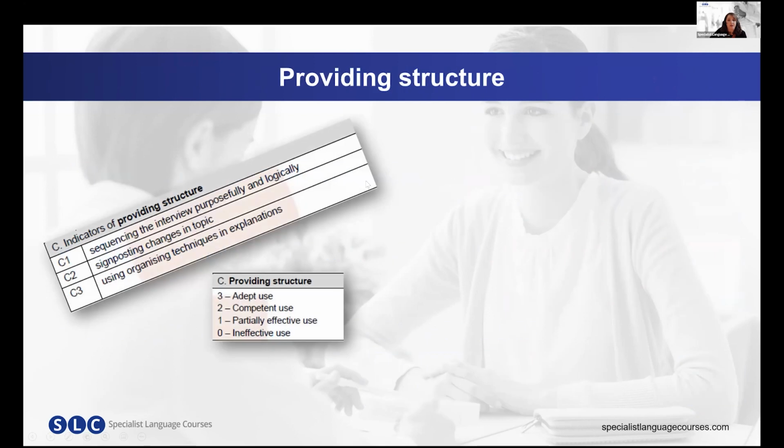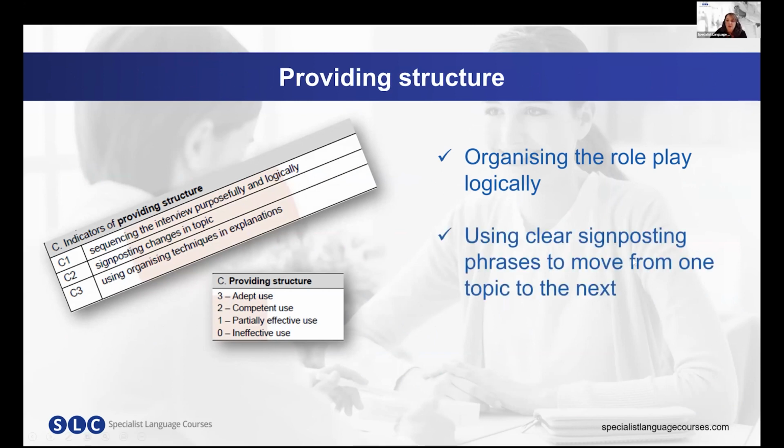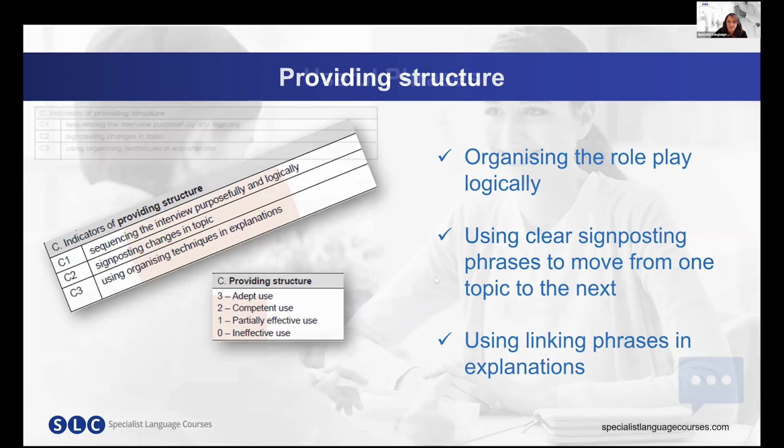All right, so let's take a look at criteria C. So criteria C is about providing structure. So this means that you need to demonstrate that you can organize the role play logically. You can use clear signposting and use linking phrases in explanations. So let's take a closer look at this.